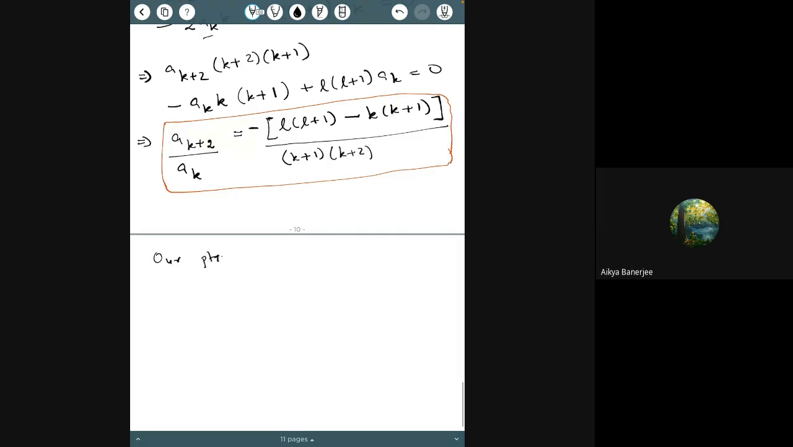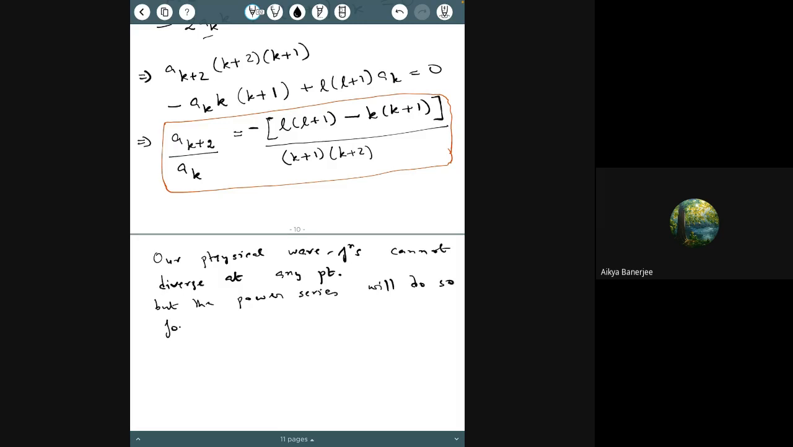So to avoid that, our physical wave functions cannot diverge at any point, but the power series will do so for x equal to 1 or -1 if the series does not truncate.